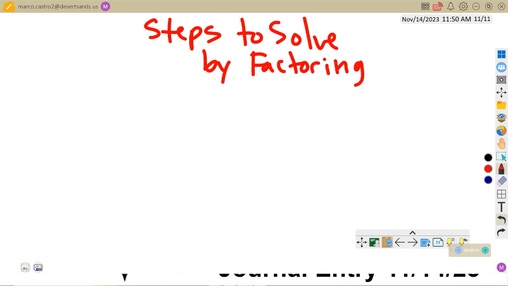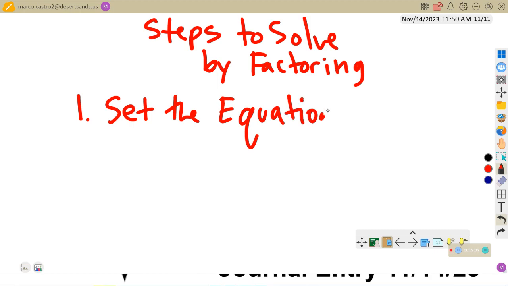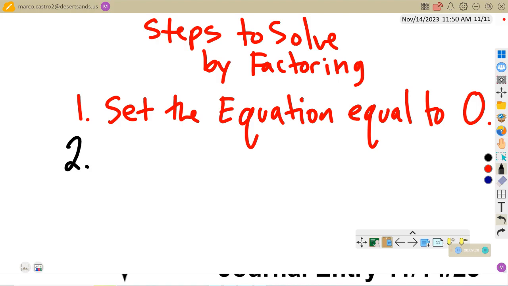Okay, number 1 would be set the equation equal to 0. All right, set it equal to 0. If it's not equal to 0, then make it equal to 0, and we're going to practice that step. A lot of times you have that done for you, in which case you don't have to worry about it. In our last examples, we had everything already set equal to 0, but in this example we're doing on 19, that's not done. So that will be the first thing.